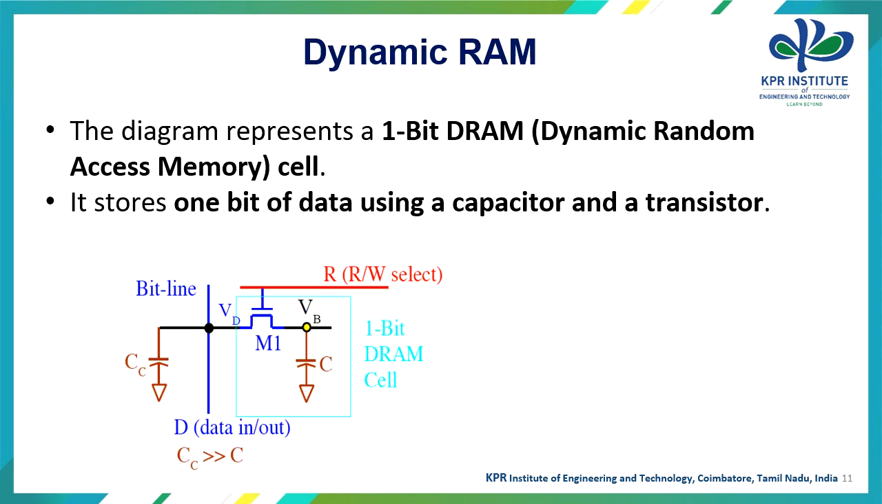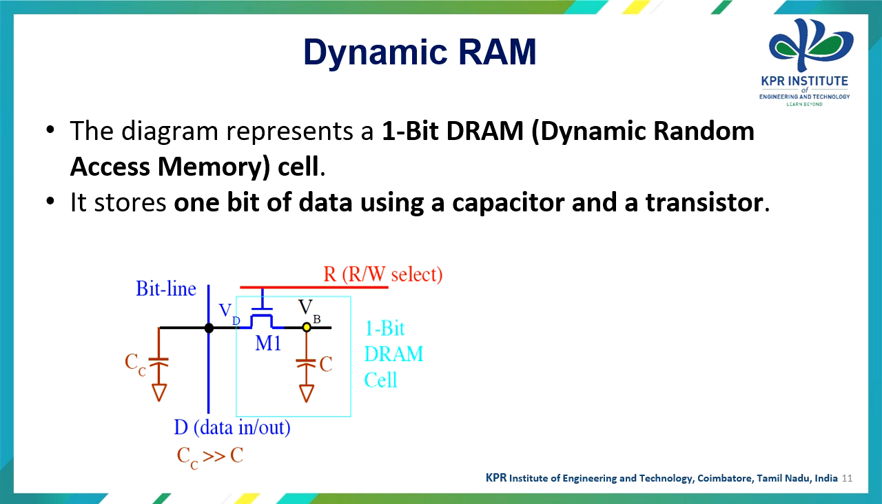Now let us move on to the dynamic random access memory, which we call DRAM. The diagram here represents the 1-bit DRAM cell. It stores 1 bit of data using a capacitor and a transistor. When you look at the diagram, you can find one transistor, which is mentioned as M1, and you have two capacitors. One is represented as C, another one is CC.